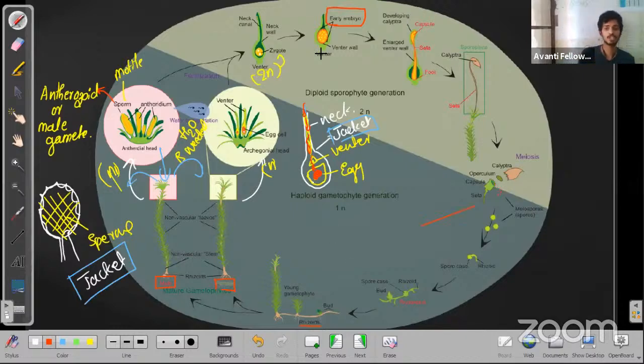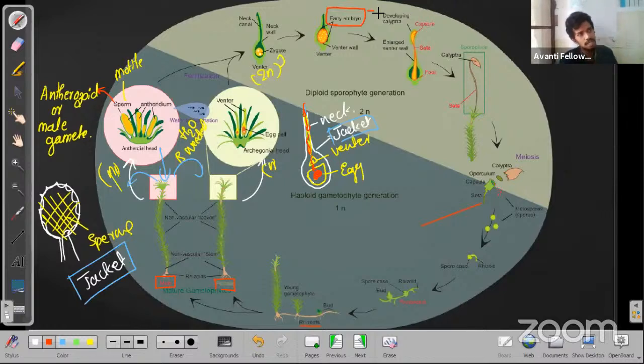Correct, right? These are actually sporophyte. I told you, wherever you think that it's a diploid, think that it's a sporophyte. So this is actually a sporophyte. This sporophyte is heavily lazy. It can't do any work or anything.